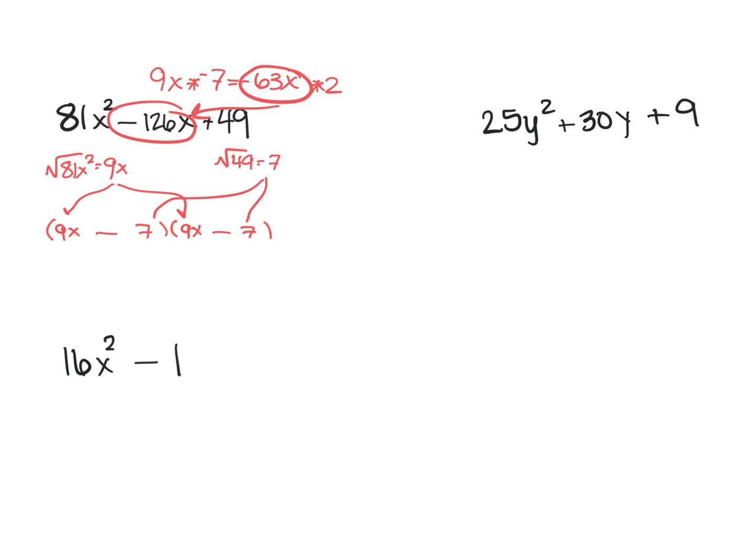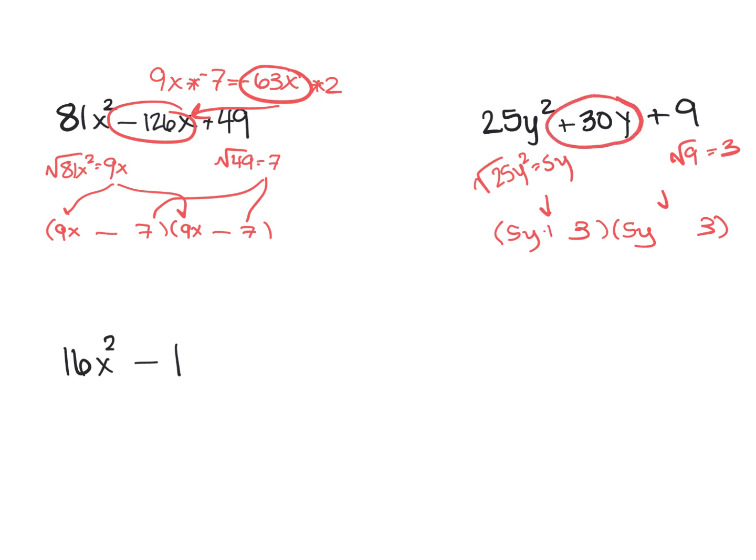Now if we take a look at the second one here, we square root 25y squared. That is 5y. We square root the 9, which is 3. So that tells me that I have 5y in the front of my 2 parentheses, I have 3 in the back, and then I have to decide what's going on in the middle. Because I have a middle term that is positive, these will both be positive, so that if I were to multiply that out, the 5y times the 3 would give me 15y, and I would have 2 positives of those to make a 30y.